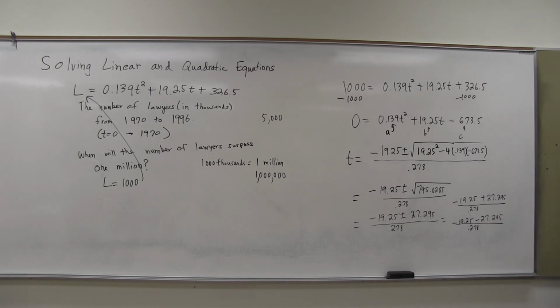One thing I can definitely tell you, the second one is not going to work because that's going to give me a negative answer. You can work it out, but that's going to give me a negative answer. I need number of years, a positive answer. So it's got to be this one. If I take negative 19.25 plus 27.295, that's going to be 8.045, and then divide that by 0.278. Let's see where that puts us. 28.93.